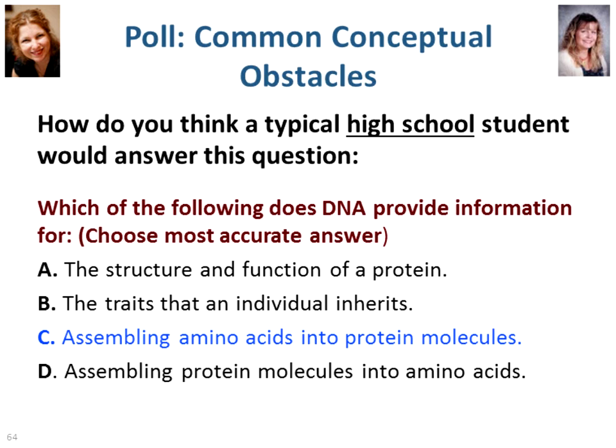So let's look at this little poll, okay? We're shifting gears to think about what's hard for kids about this. What are some common conceptual obstacles? So try and think like a high schooler now. How do you think a typical high school student would answer the following question: which of the following does DNA provide information for? And we explicitly tell the kids you've got to choose the most accurate answer. So I'm going to tell you that too. You want to choose the most accurate answer. And I'm actually telling you what the most accurate answer is. It's C. But again, think like high schoolers. What would a high schooler say?